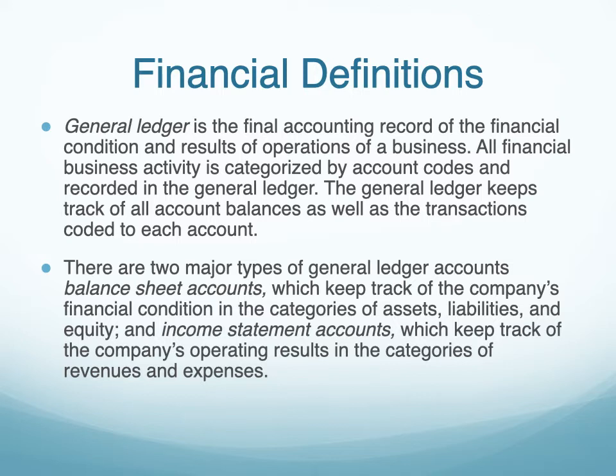There are two major types of general ledger accounts. Balance sheet accounts, which keep track of the company's financial condition in the categories of assets, liabilities, and equity, and then income statement accounts, which keep track of the company's operating results in categories of revenue and expenses.